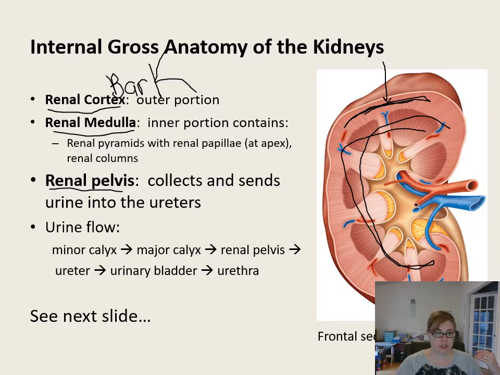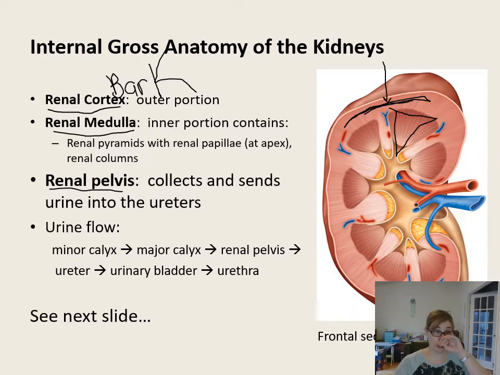And the structures, let me erase this, are these little triangle shapes. Those are called the renal pyramids. And at the tip of these, there's a little sort of, this is very hard to do. Okay, there's a little sort of spot right here called the renal papilla. Pap means bumpy. And that is at the apex.